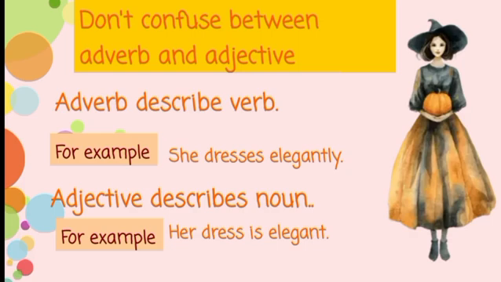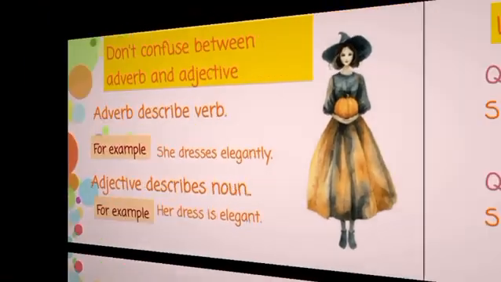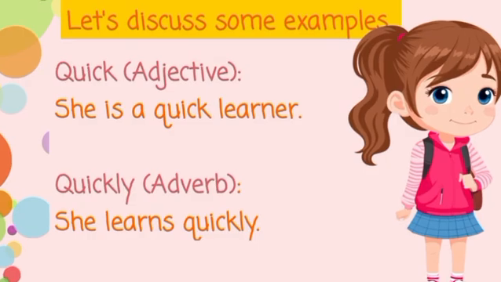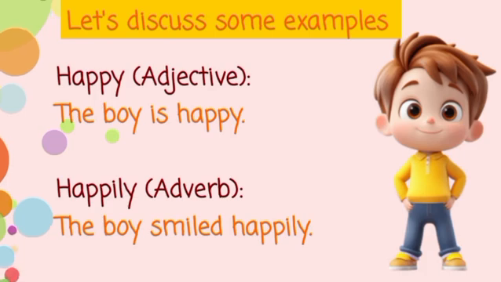Next we have: Her dress is elegant. Now dress is a naming word and elegant is here an adjective because it is giving us information about a dress, which is a noun. In the next example we have: She is a quick learner. Here learner is a noun and quick is an adjective because it is giving us information about a noun. Next: She learns quickly. Now learns is a verb and quickly is an adverb because quickly is telling us about a verb. So quick is an adjective and quickly is an adverb.